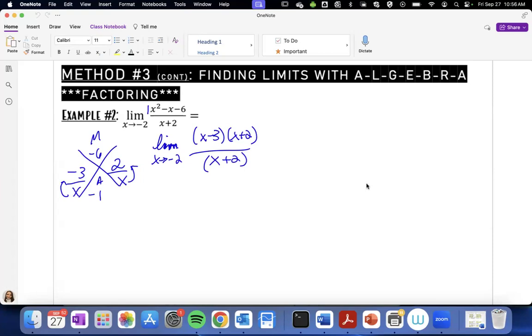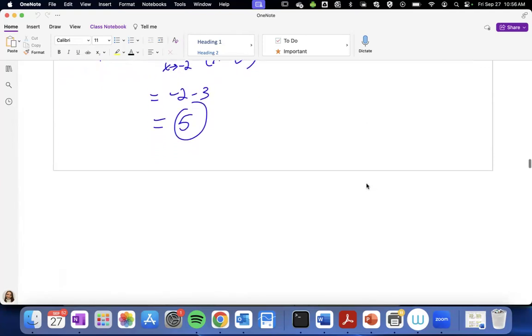Can I cancel the x plus 2's? Yeah, over multiplication is fine. So this equals the limit as x approaches -2 of x minus 3. May I now plug in -2? Yeah. So -5. Boom. Cool.